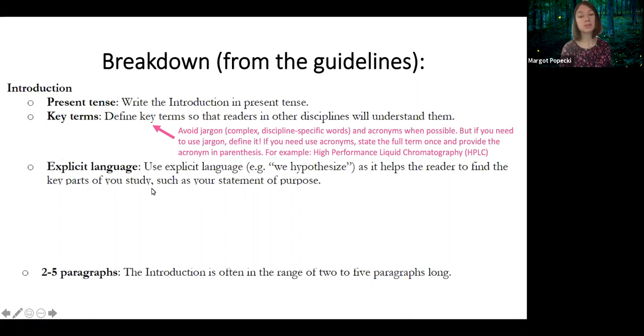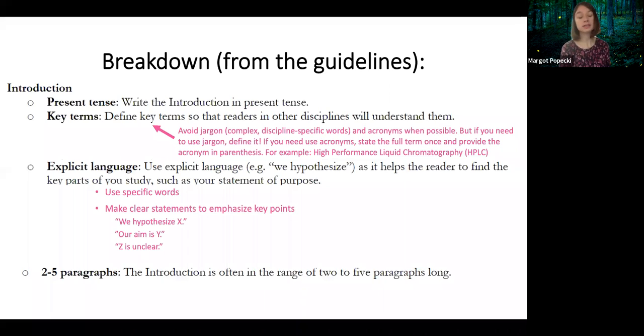You'll also want to use explicit language. So what this means, again, is using specific words. State exactly what you mean. This makes it, again, very clear for the reader to understand what you're doing. So describe those subjects and actions as they are. Also, one writing technique is to use clear statements, and this helps you emphasize key points. So what that may look like is just outright saying, we hypothesize this. Our aim is that. And again, this calls the reader's attention to important aspects of your paper.